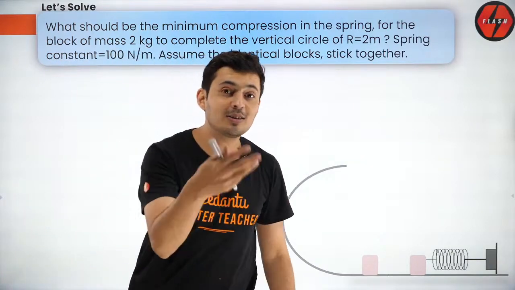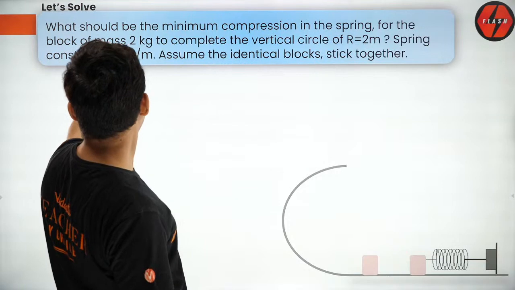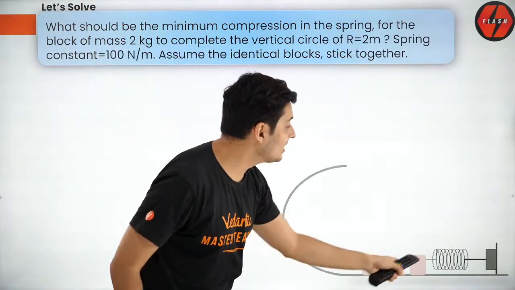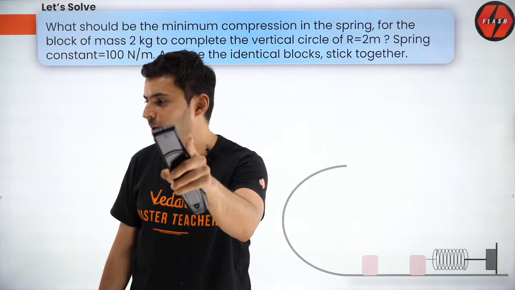Yeah, required velocity is root 5gR, but the question is not that. So the question is, what should be the minimum compression in the spring? Read the question. Alright, will you be able to do this?